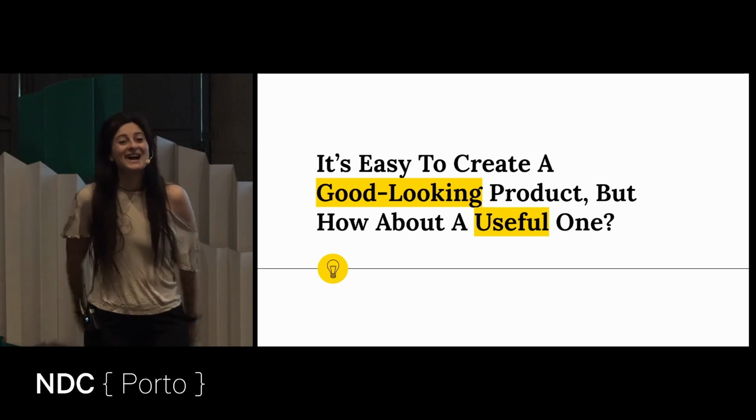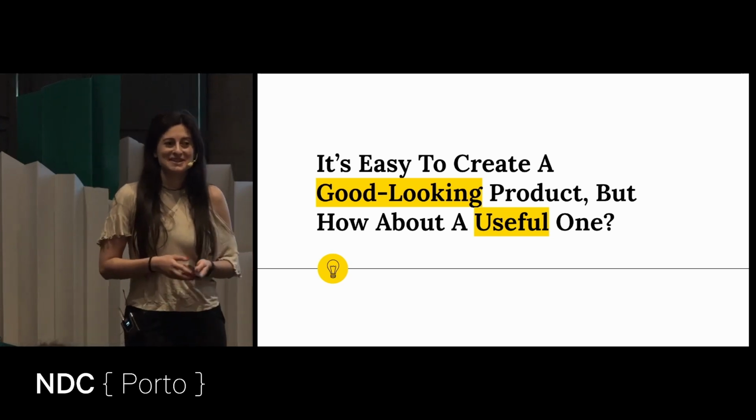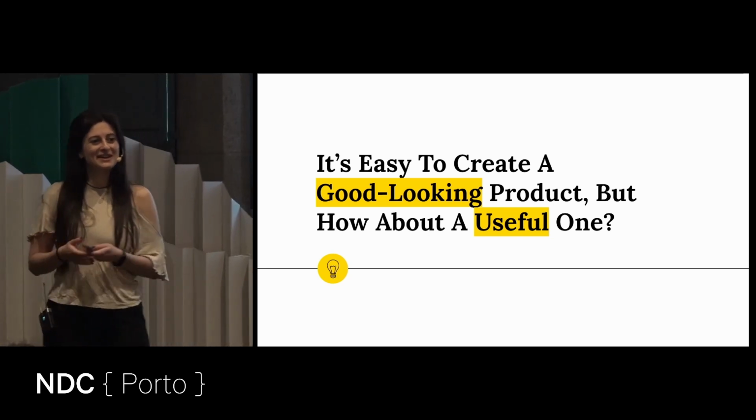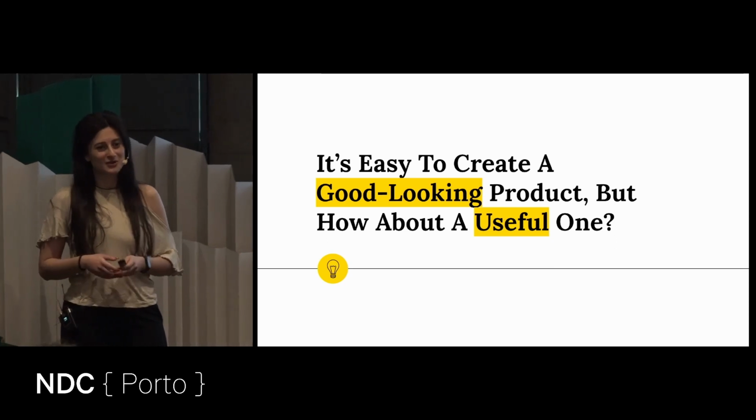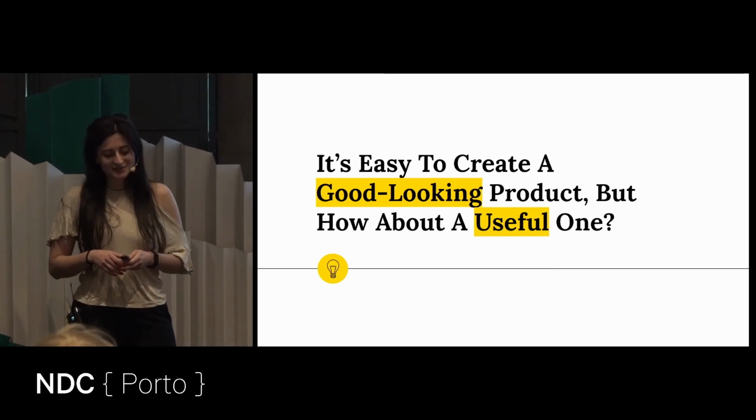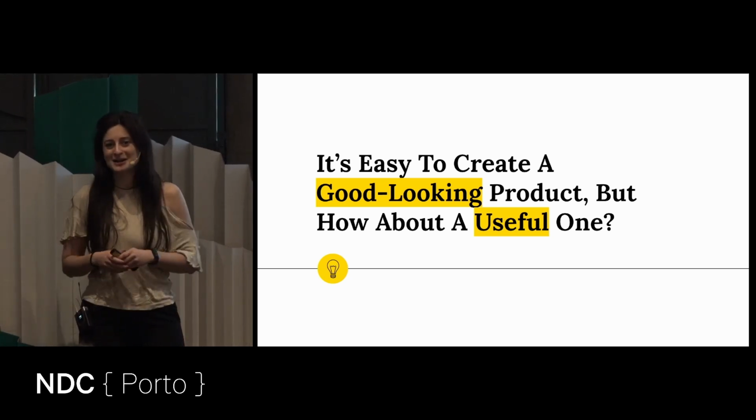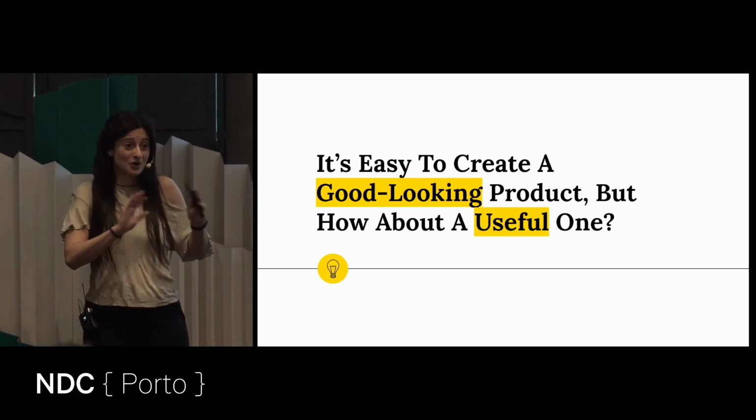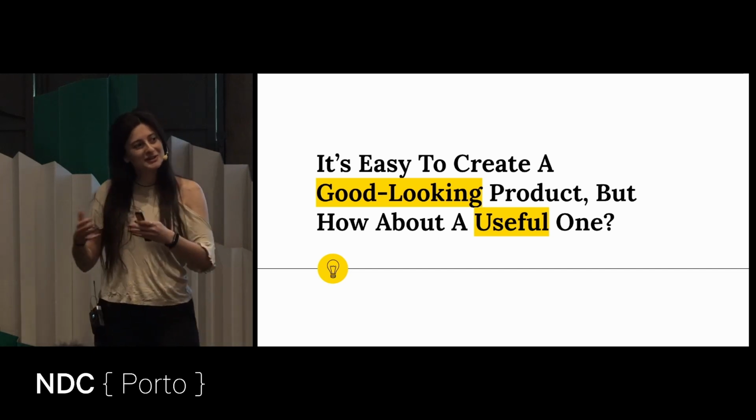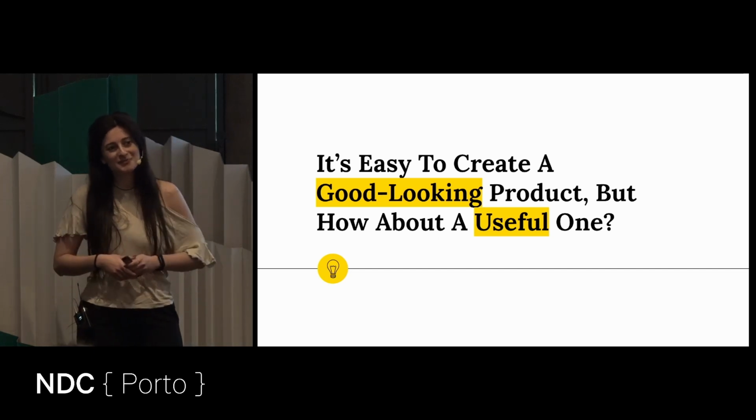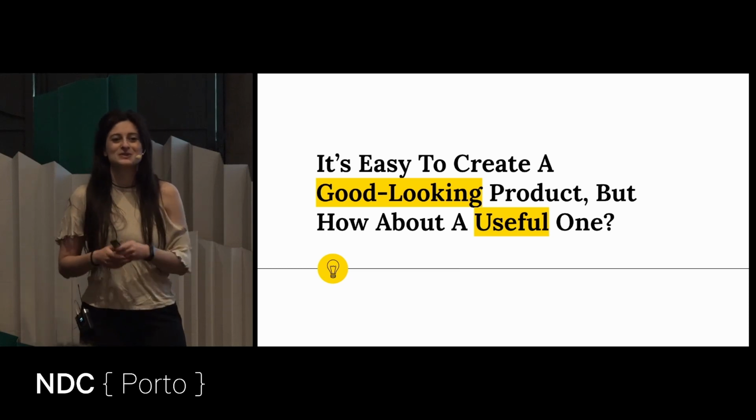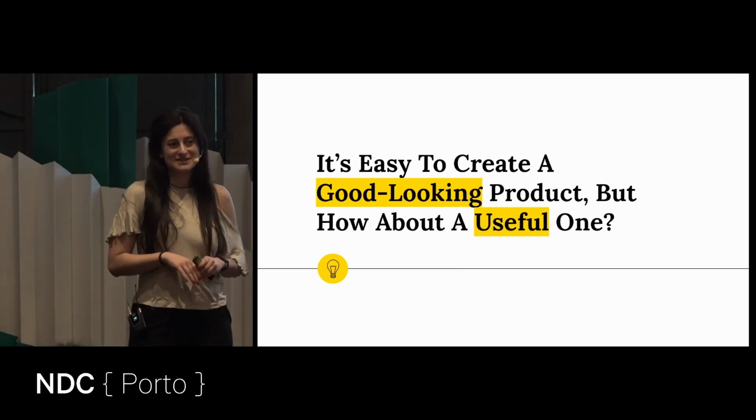All right. Hello, everyone. Welcome to my session. It's easy to create a good looking product, but how about a useful one? As developers, we tend to want to build things, do stuff, but sometimes we make them work amazingly, but are they really practical? Are they satisfactory? And how can we solve those issues? Those are some of the things that we are going to see today.